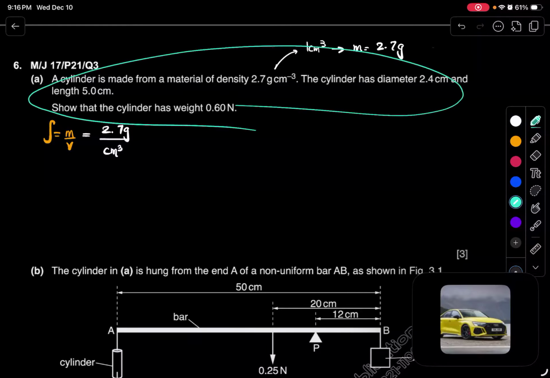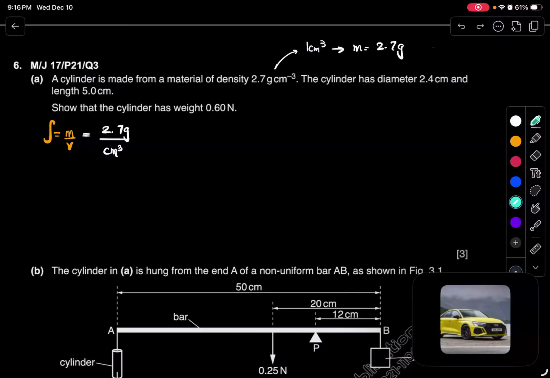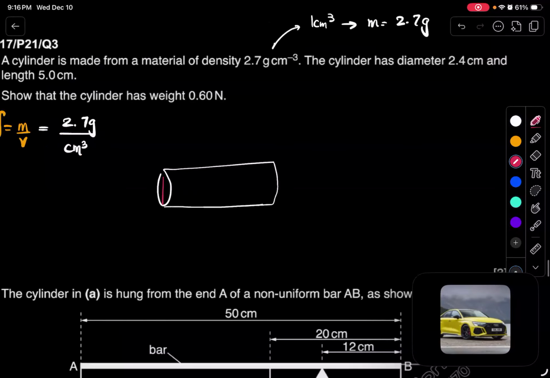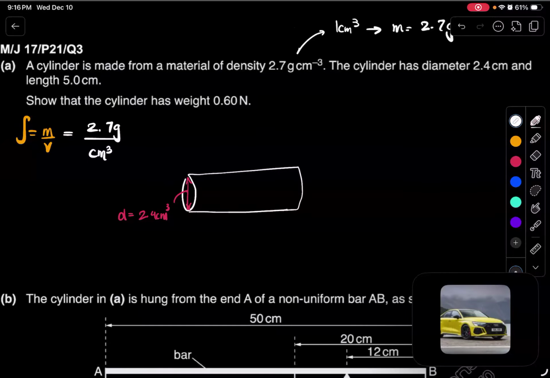And where should I even start? You've been given absolutely random values. Now, always try to picture what has been given to you. You have been given that a cylinder is made from a material, okay? And the cylinder has a diameter of 2.4 centimeters, okay? This is D. And it says that it has a length of 5 centimeters, right? Okay. Show that the cylinder has a weight of 0.6 newtons.